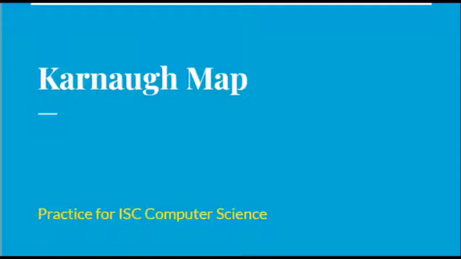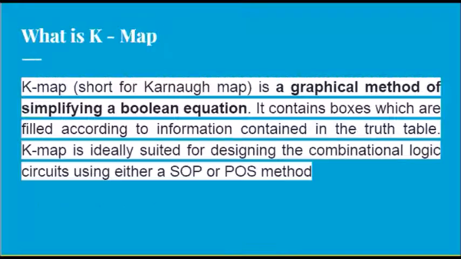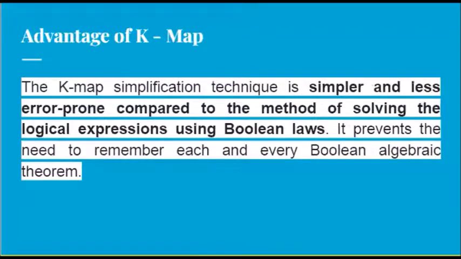For ISC Computer Science, Karnaugh Map is one of the very important topics in the upcoming objective examination. Also, there will be a few questions based on that. Karnaugh Map or K-Map is a graphical method of solving the Boolean expression, which can be solved in one of the two ways, either in the form of sum of product or in the form of product of sum.